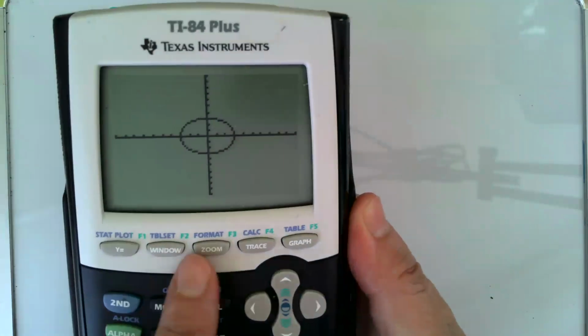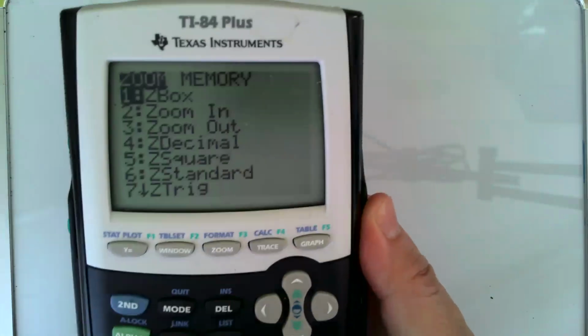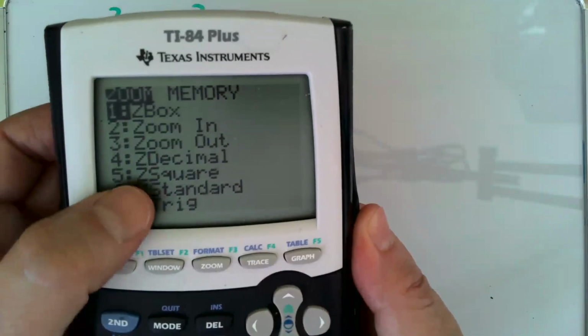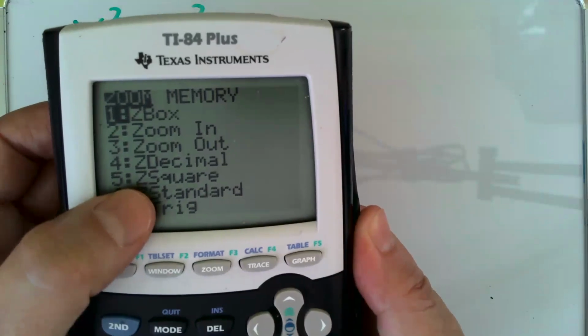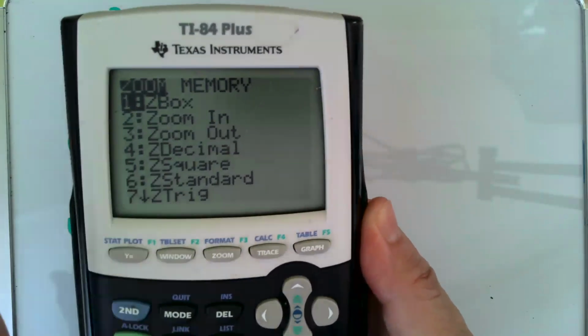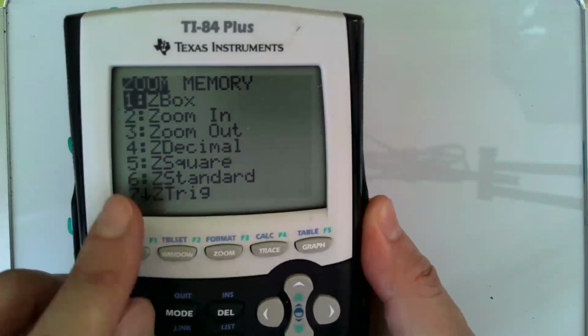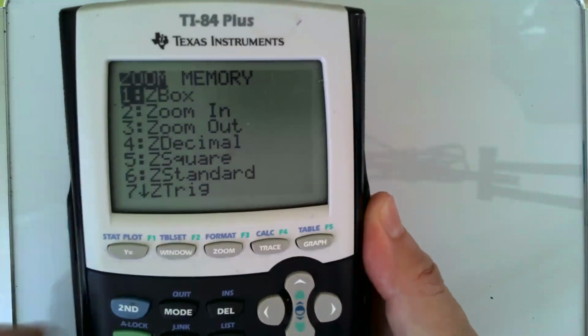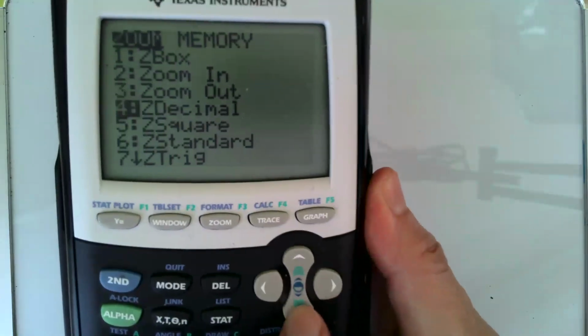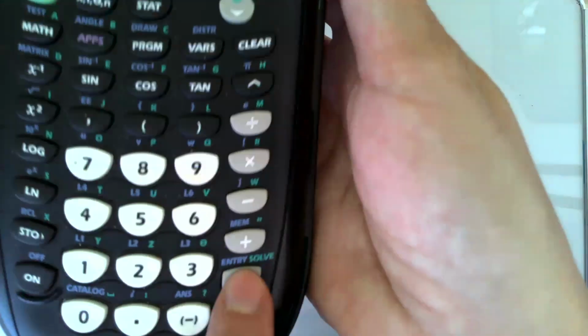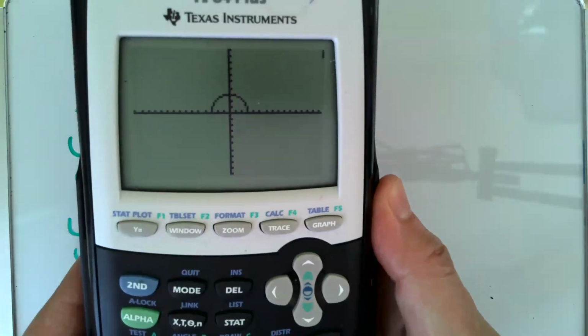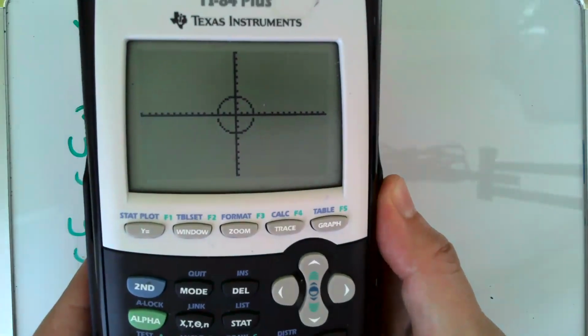But if you go into Zoom, then you can see that one of the options is Z square. That means square it up, make the x-axis the same as the y-axis. So we go ahead and press 5 or use our toggle arrow keys to go down to it and then press enter. And now we can see our nice circle.